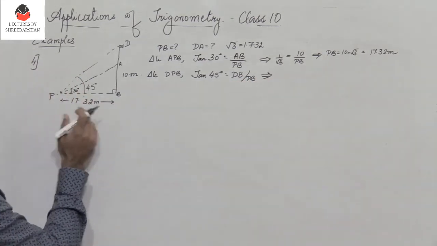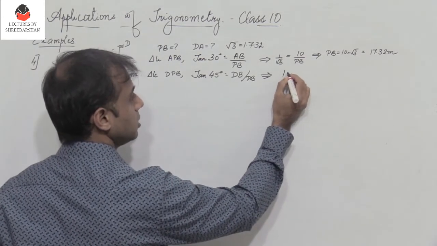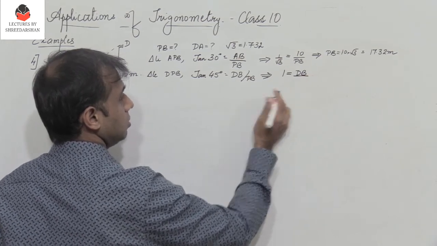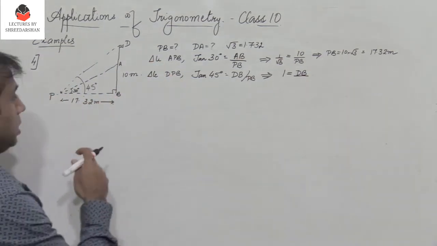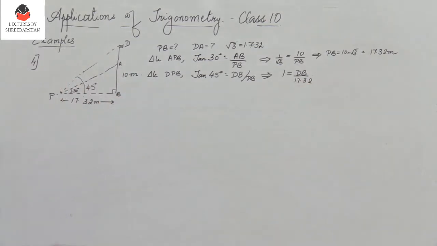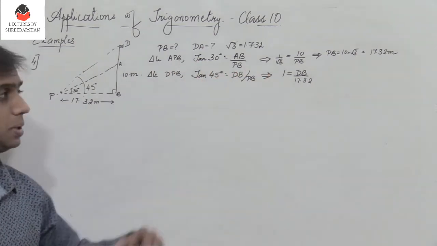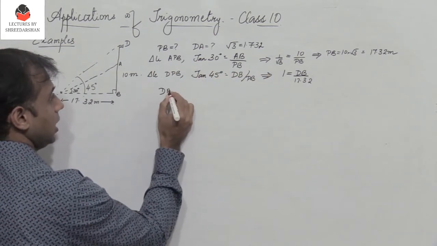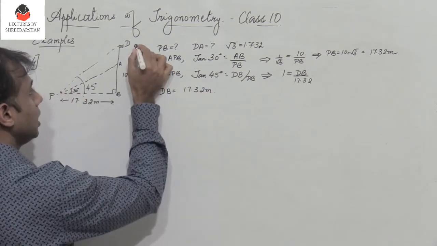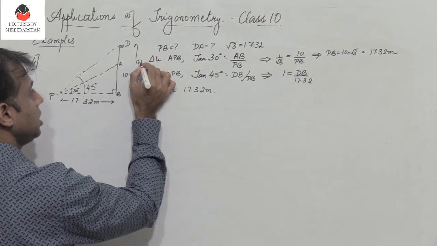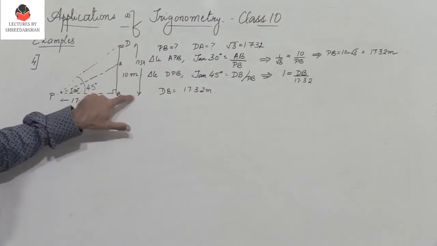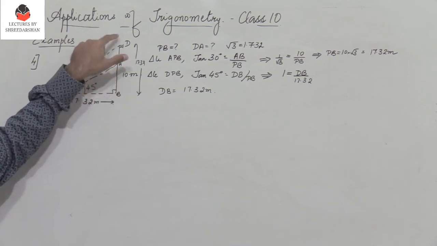Now PB is 17.32, I know. So therefore tan 45 is 1. So DB is, we need to find DB divided by 17.32. So PB is 17.32, as we have found out in the previous case. So DB is 17.32 meters. So this is the total length, 17.32. So this length 17.32 includes the height of the building and the flag post.